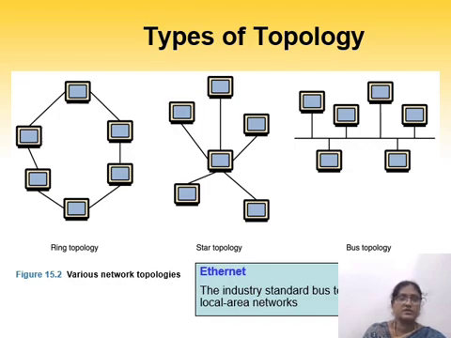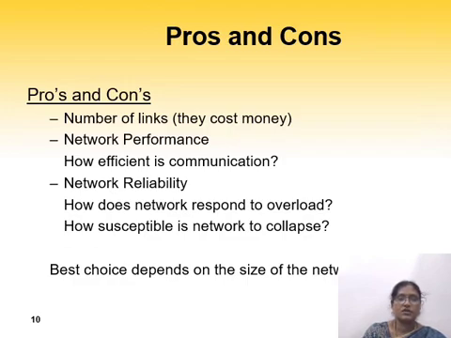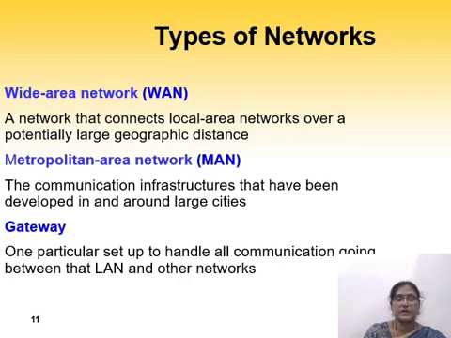Here in the figure you can see the various types of topologies explained. The first one is the ring topology, the second is the star topology, and the third is the bus topology. Now, what are the pros and cons of computer networks? If there are many links, then they cost a lot of money. Then, how is network performance decided? How efficient is communication? In network reliability, we have to know how the network responds to overload and how susceptible the network is to collapse. The best choice depends upon the size of the network.